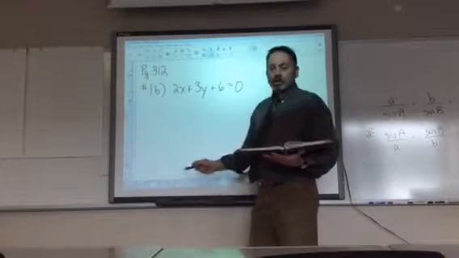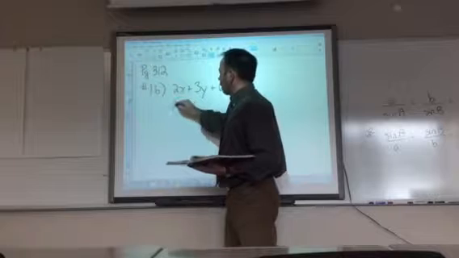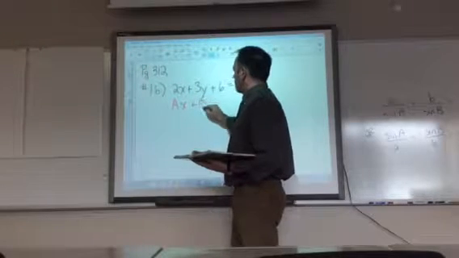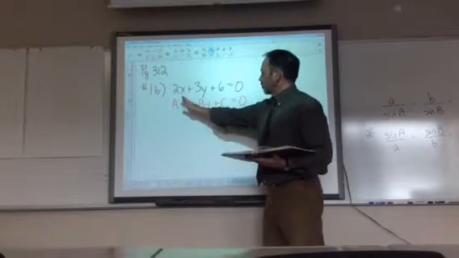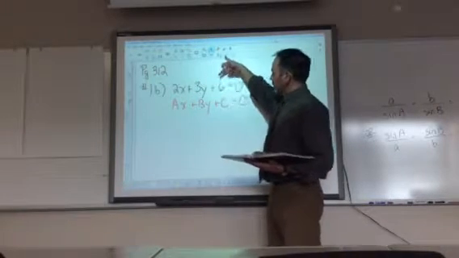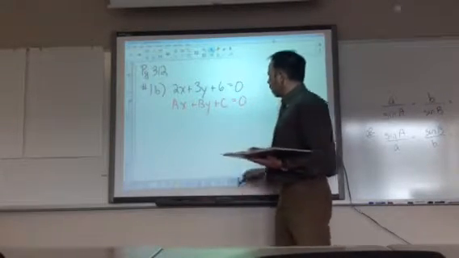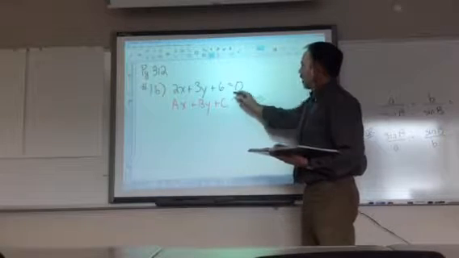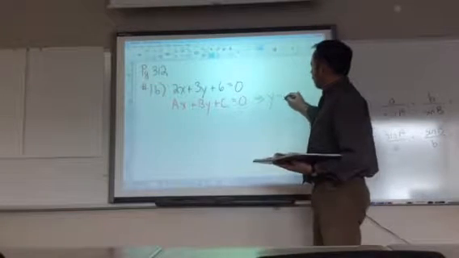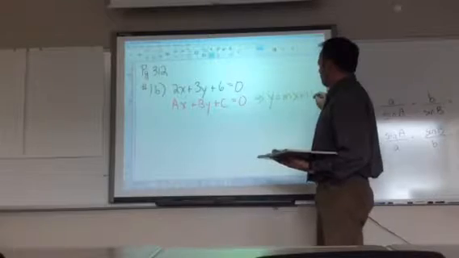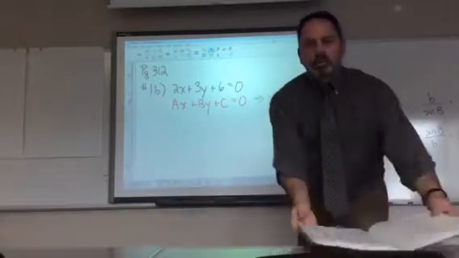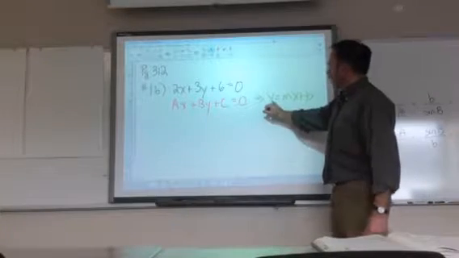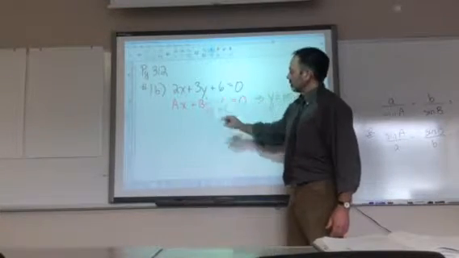First of all, you can see that this is in standard form, ax plus by plus c equals 0. So it totally looks like ax plus by plus c equals 0. What we want to do is try and write this equation in the form y equals mx plus b. In order to change forms, of course, you need to isolate y in this equation.